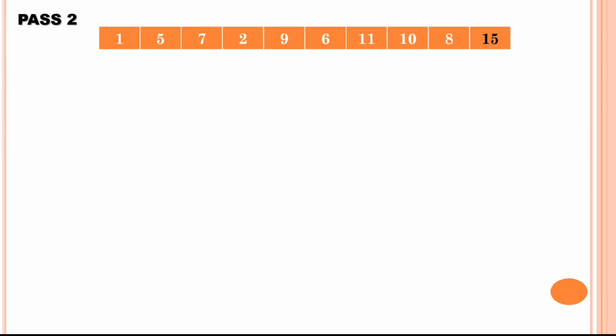Now we will start the second pass. For pass 2, we will consider only the first 9 elements. Here the first pair is 1 and 5, where 1 is less than 5, so there will be no swapping. Next 5 and 7. Here 5 is less than 7, so again there will be no swapping. Next the third pair is 7 and 2, where 7 is greater than 2, so there will be a swapping and we will get this list.